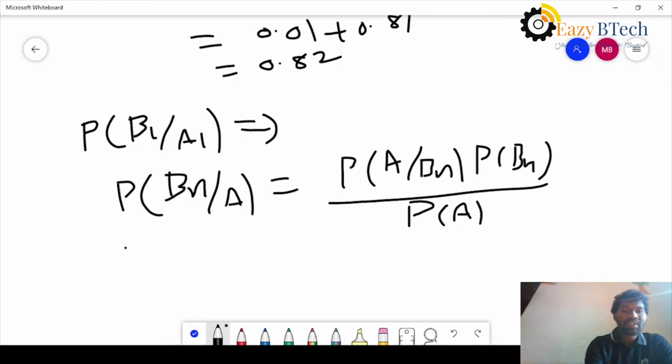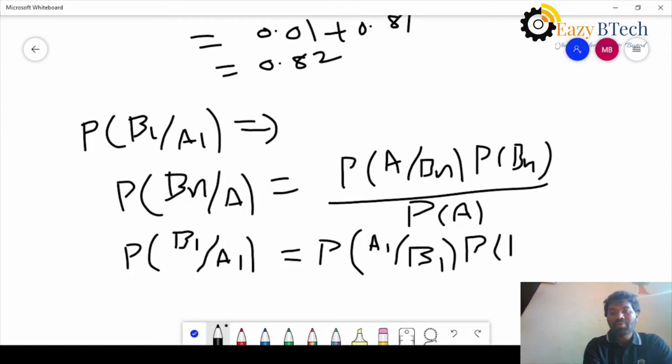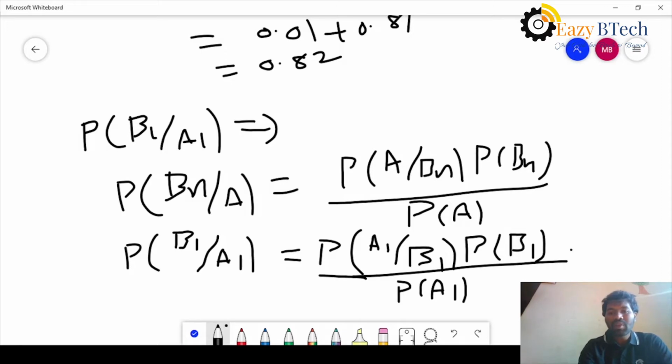Now change this n to 1. So n means B1 and A is A1. What you will get? The formula changes like this: P of A1 given B1 into P of B1, divided by P of A1. This is the formula to find out P of B1 given A1.